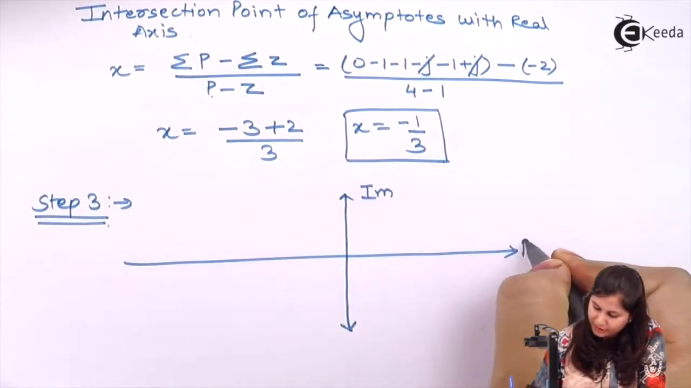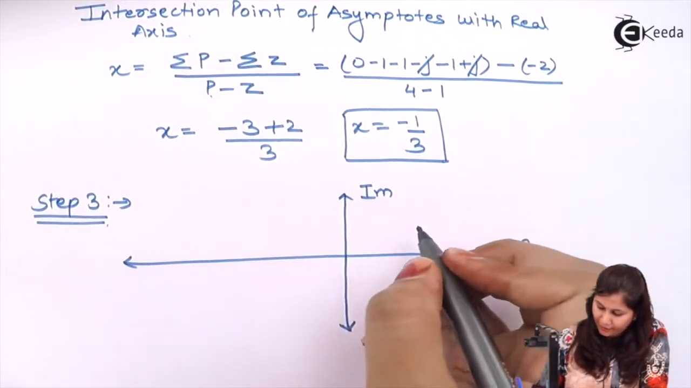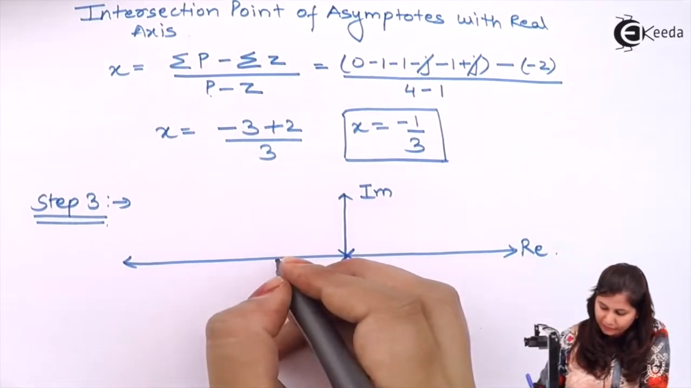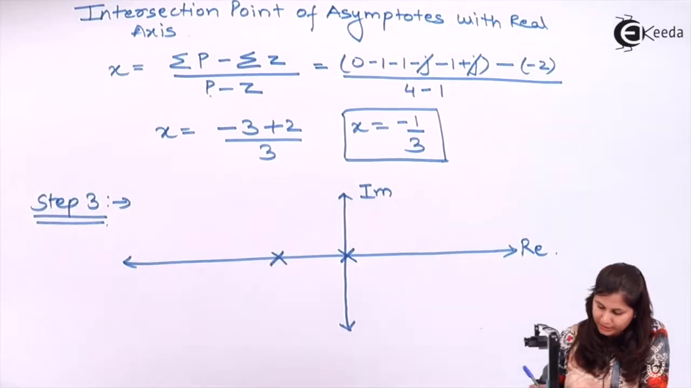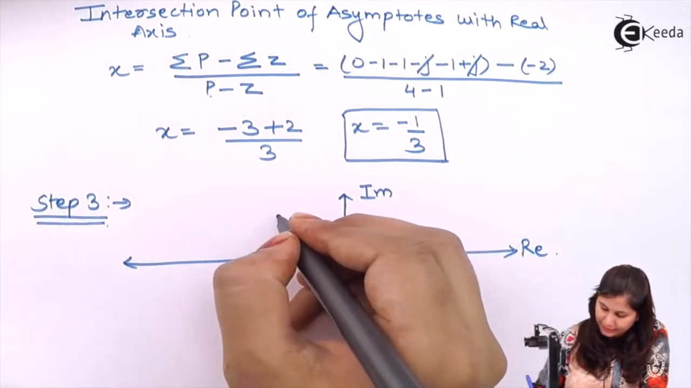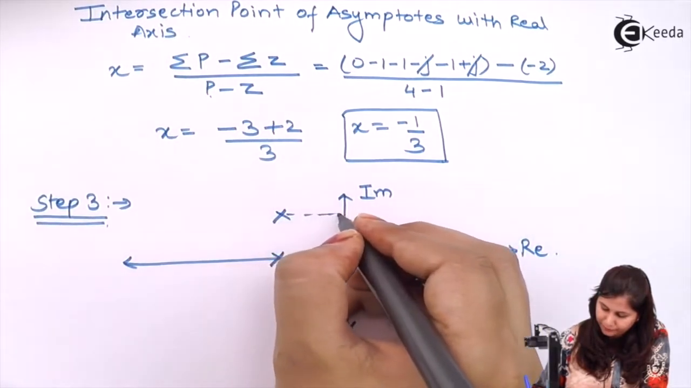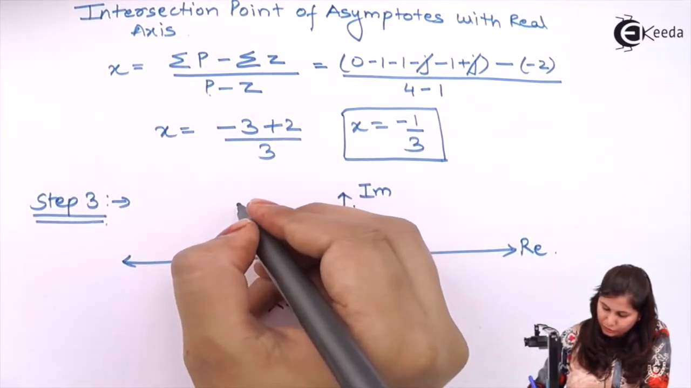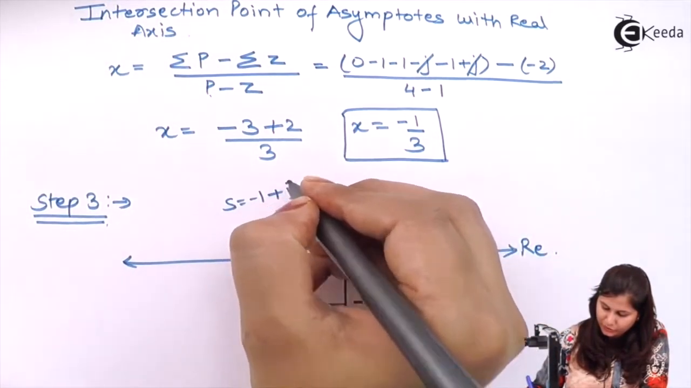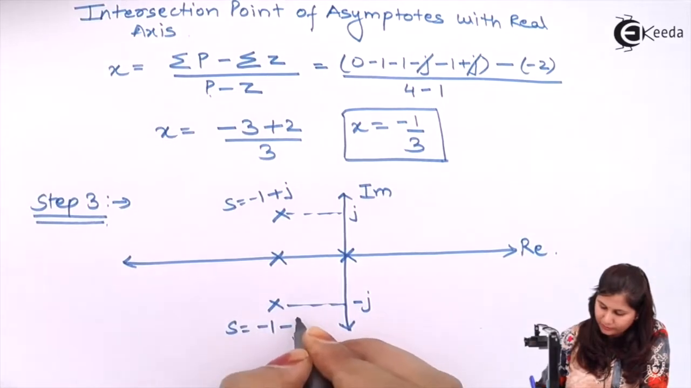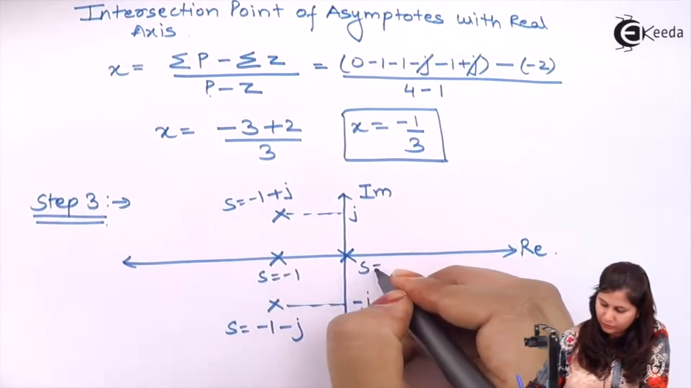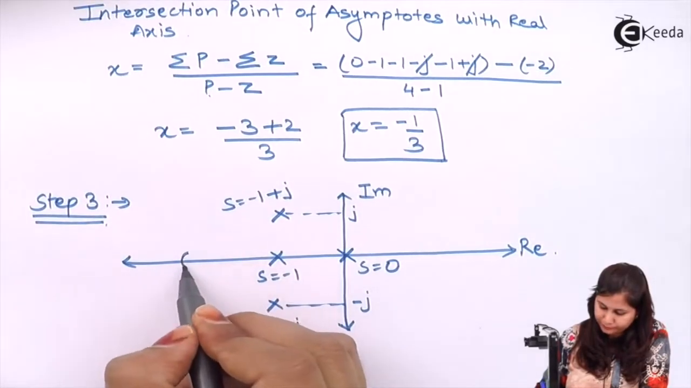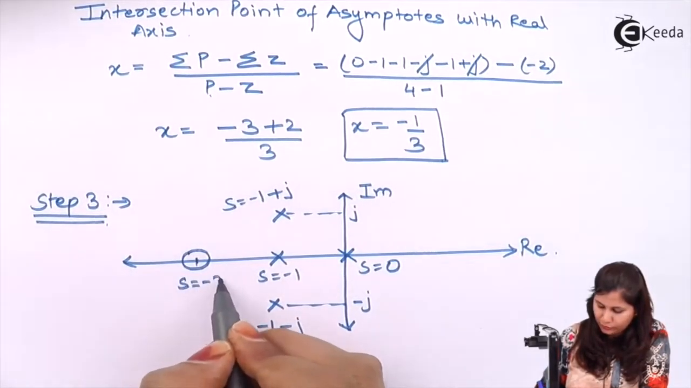We are having this as the imaginary axis, this is the real axis. Our first pole is at s equals 0, so we have one pole there. Then we are having one pole at s equals minus 1. Then complex poles we are having at s equals minus 1 plus j and minus 1 minus j. So this is s equals minus 1 plus j. This is s equals minus 1 minus j. This is s equals minus 1, s equals 0. We have one zero also at s equals minus 2. So this is s equals minus 2.